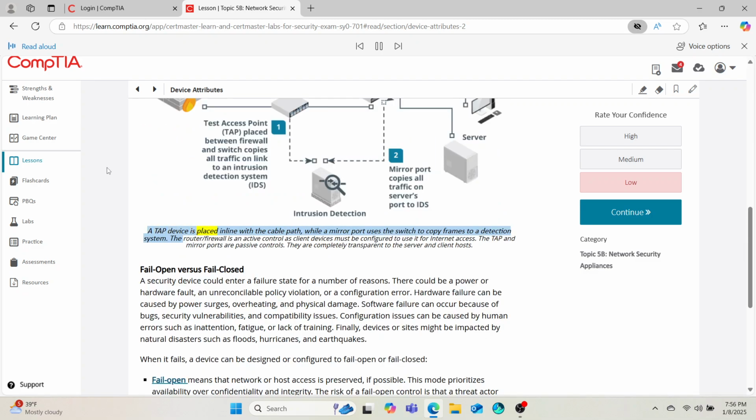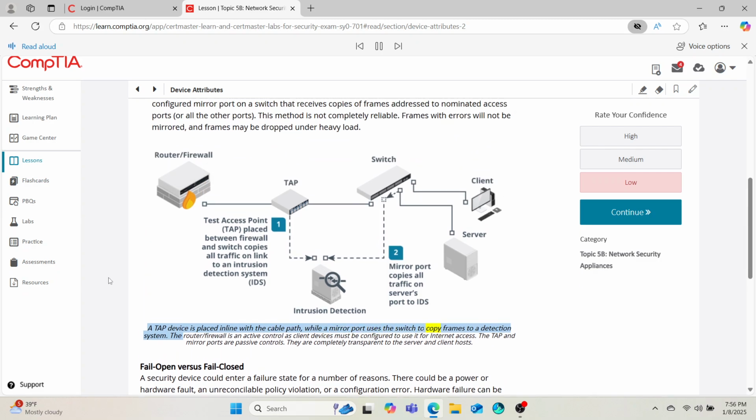A tap device is placed inline with the cable path, while a mirror port uses the switch to copy frames to a detection system. The router/firewall is an active control as client devices must be configured to use it for internet access. The tap and mirror ports are passive controls. They are completely transparent to the server and client hosts.